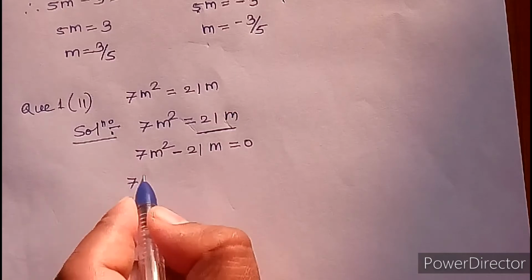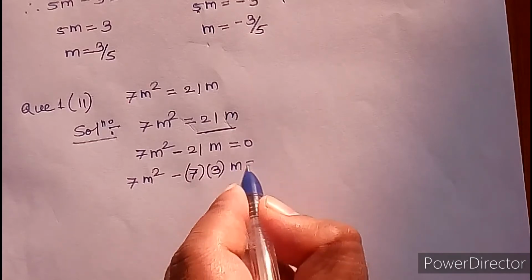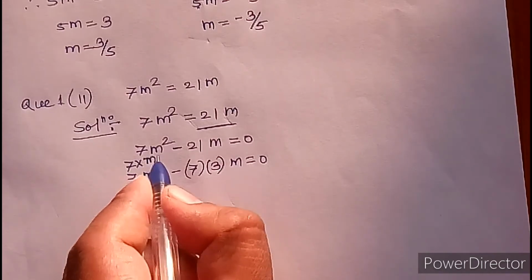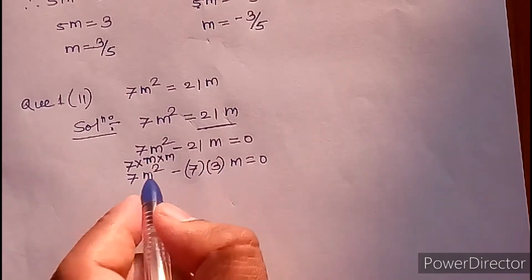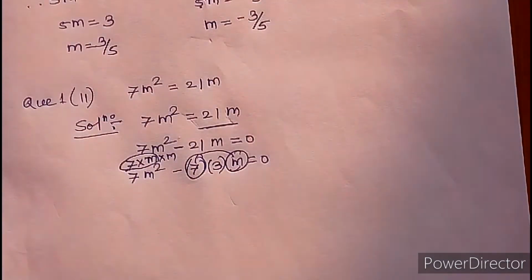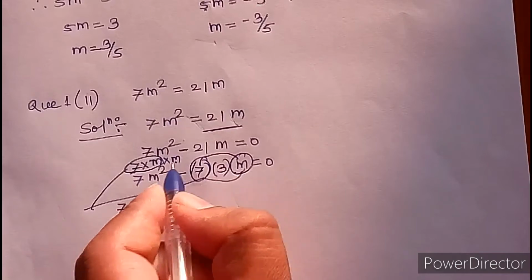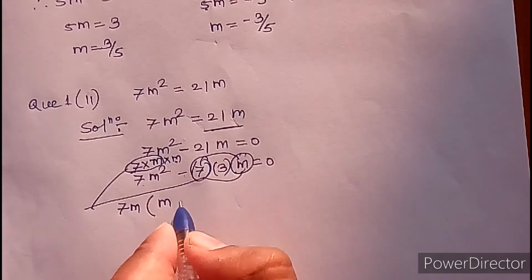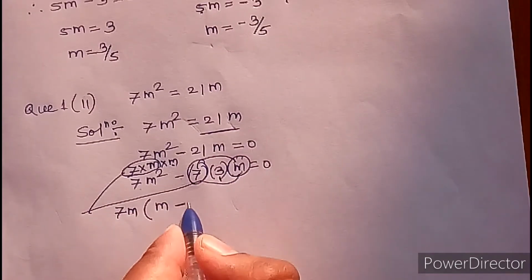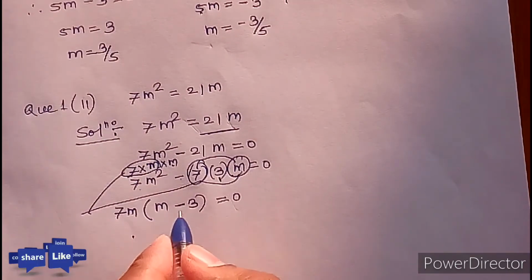Now you can see that 7m square minus 21m can be written as 7 into 3, that is 21, into m equals 0. Here the factors of 7m square are 7 into m into m. You can see that 7m is common in both terms. By taking 7m common, write 7m outside. Here remains m out of 7m square, then write minus as it is. When you take 7m common from the second term, only 3 remains. Now we get 7m into m minus 3 equals 0.